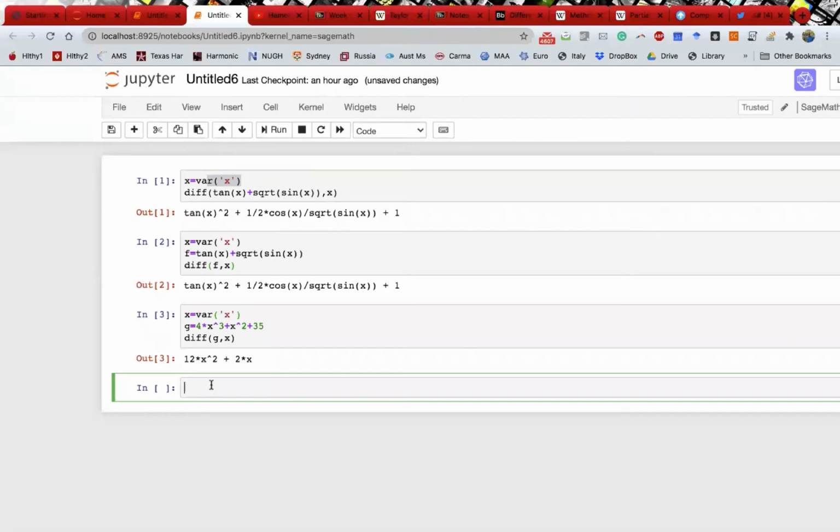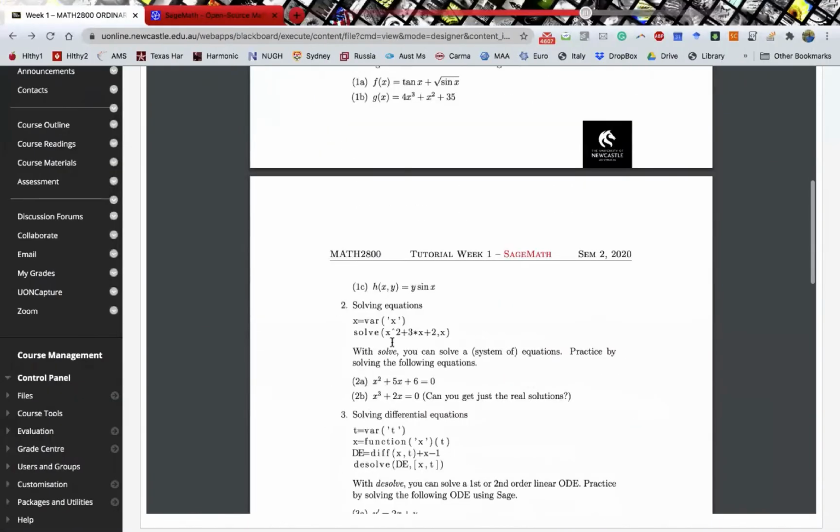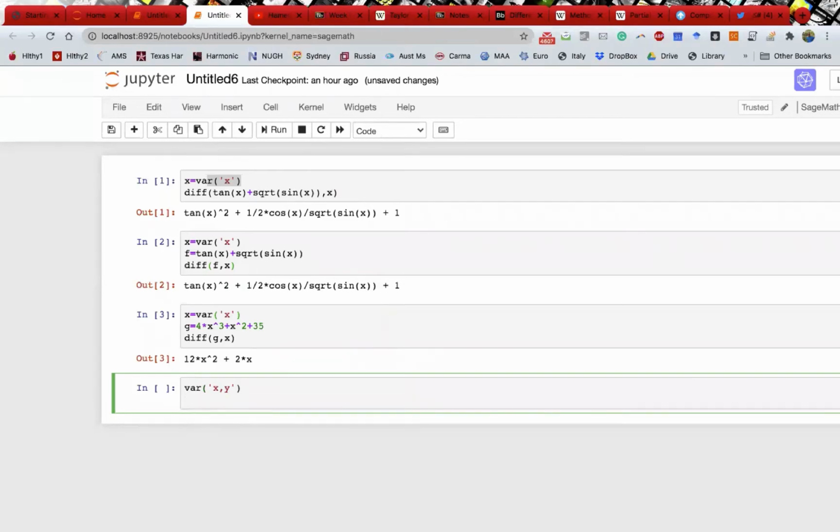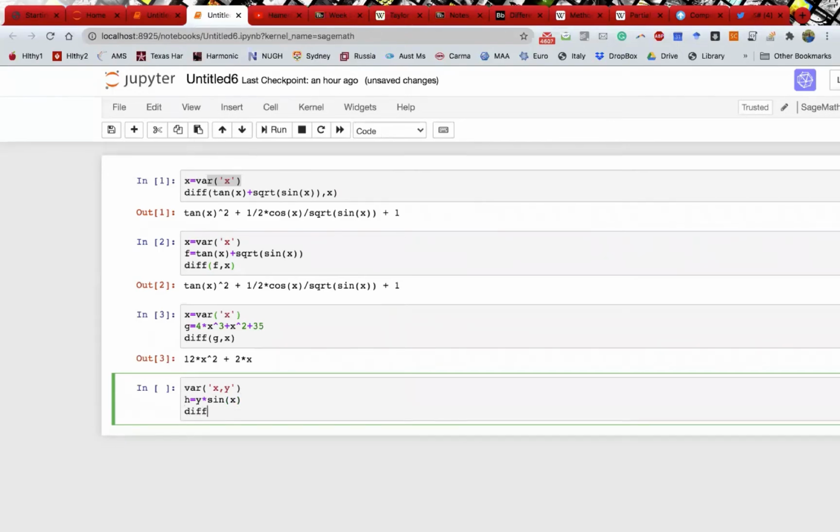And I'm going to write another example. This time the example is two variable functions. So x and y, h equal, what was that? y times sine x plus. Differentiation. Here when I said plus, it means enter, next line, h in terms of x.